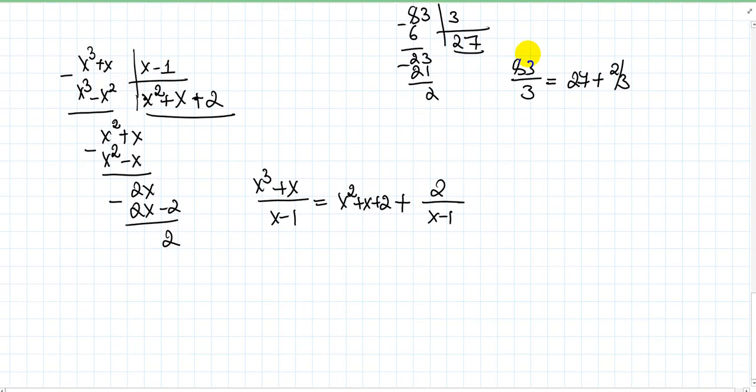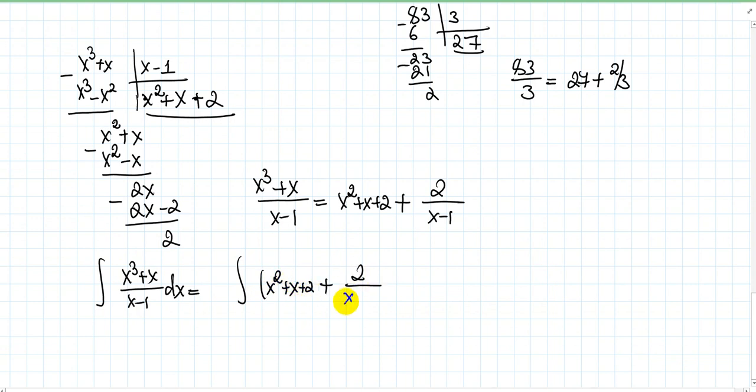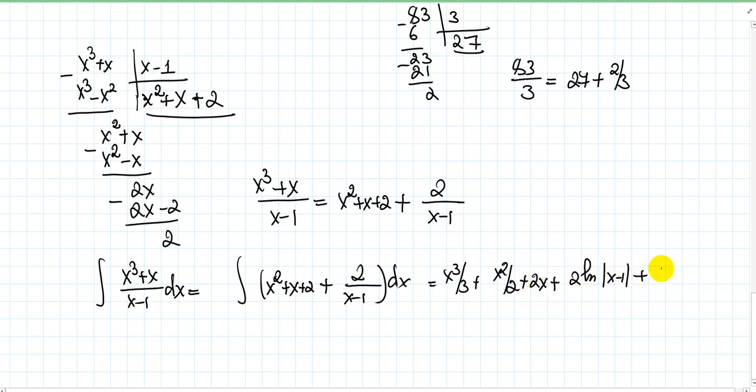Then the integration of x cubed plus x divided by x minus 1 dx can be written as the integration of x squared plus x plus 2 plus 2 divided by x minus 1 dx. Can we integrate this? Okay, so this will be x cubed over 3 plus x squared over 2 plus 2x plus 2 multiplied by the ln of x minus 1 plus the constant.